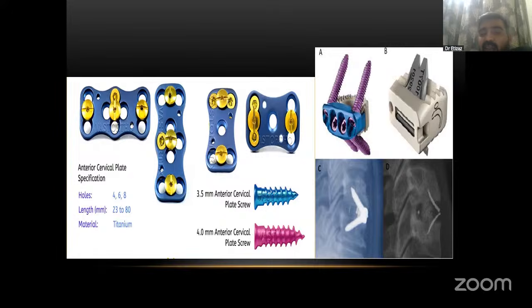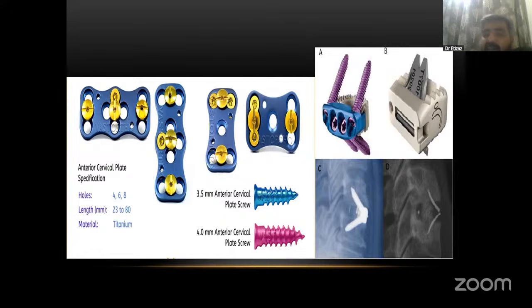Rigid plates are immobile. The screws and plates are fixed. We use rigid plates in cases of trauma when we need more stability and restricted movement there. So most of the time, rigid plates are used in trauma patients.